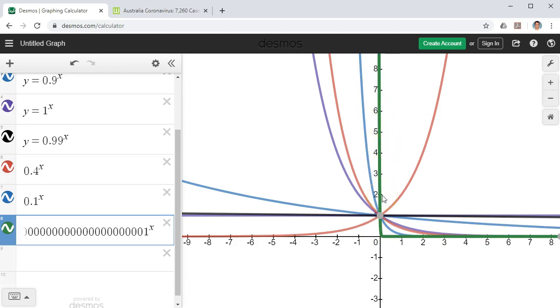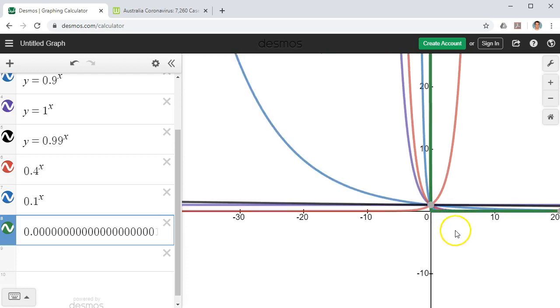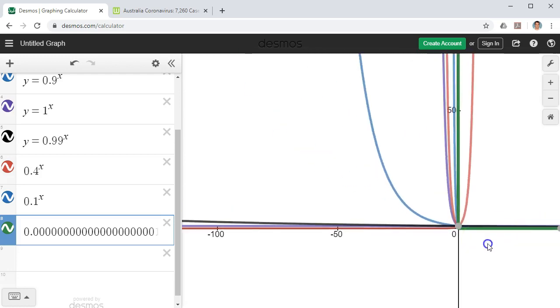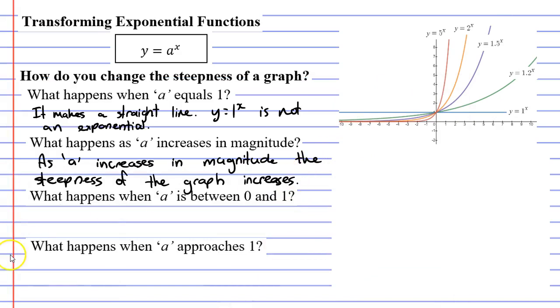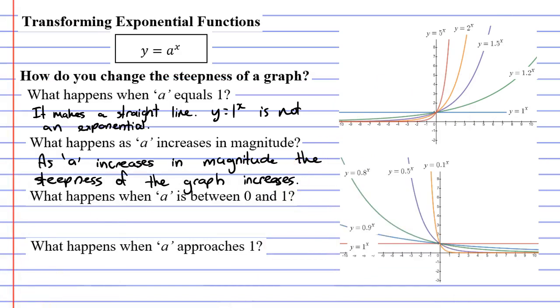Now, while we've got these graphs up, I'd like to point out once again that they all pass through the point 0, 1. And this has been a common theme that we've seen here. The other thing, as we mentioned before, is if we zoom out, we notice that the graphs never go below the x-axis and they never touch it either. So we need to write some notes here. Probably the first thing we noticed was that our graphs represented exponential decay.